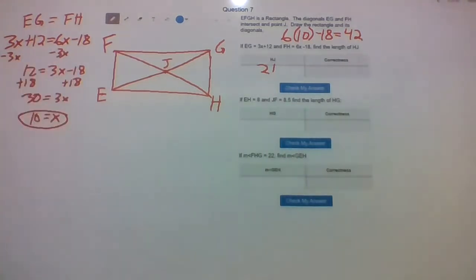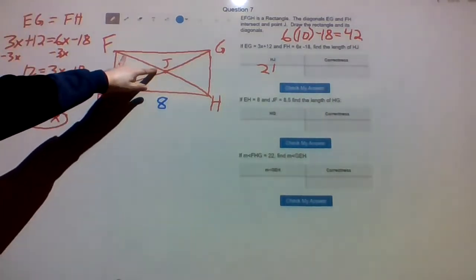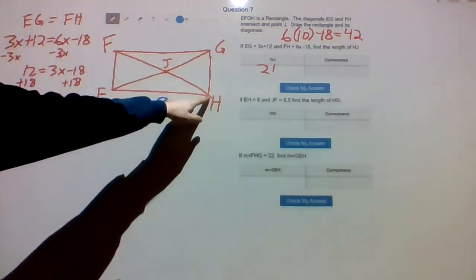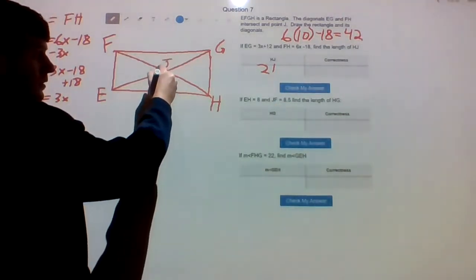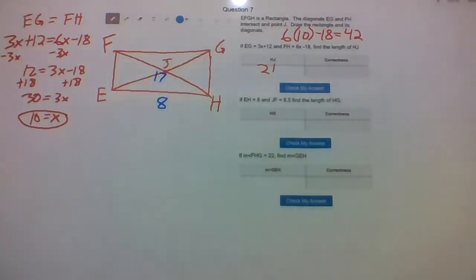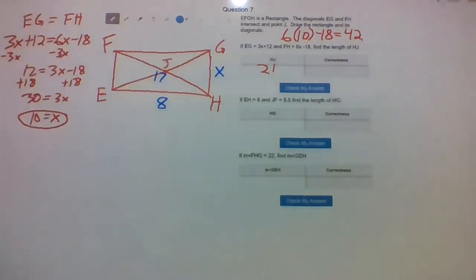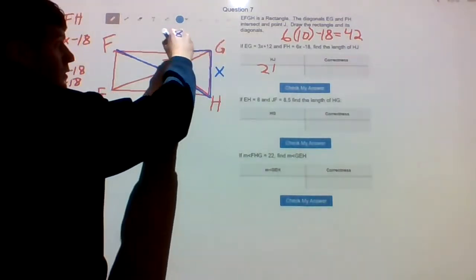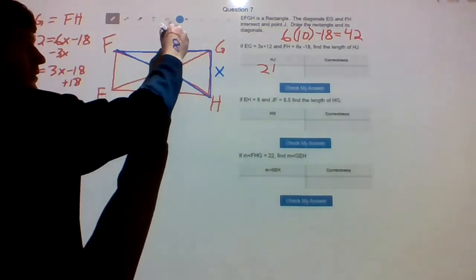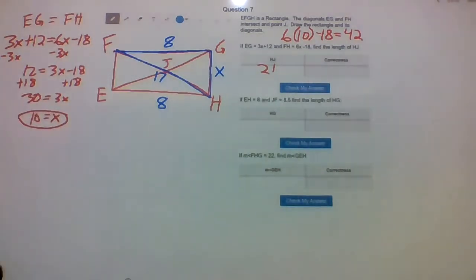Scenario number 2. EH is going to be 8. JF is 8.5. So FH, the whole thing, is going to be 8.5 plus 8.5, which is going to be 17. And we're looking for the length of HG. Put an X there. Well, I know that rectangles have right angles, so I'm going to look and see if I can use the Pythagorean theorem. So I know that FG should be 8 as well. And now I have two sides of my right triangle. And I'm looking for the third, so we're going to use the Pythagorean theorem.